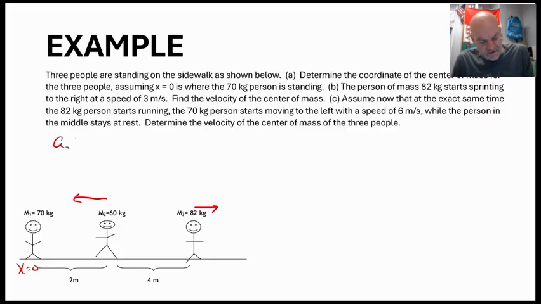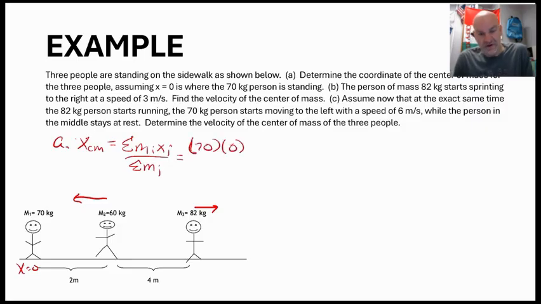All right, so part A is very simple. We're going to find the X position of the center of mass. So we're going to do the sum of m_i x_i over the sum of m_i. And I always like to write in the person at 0, even if the position is 0, just so you remember it for the denominator calculation.